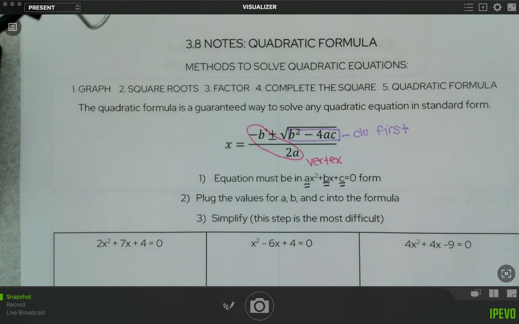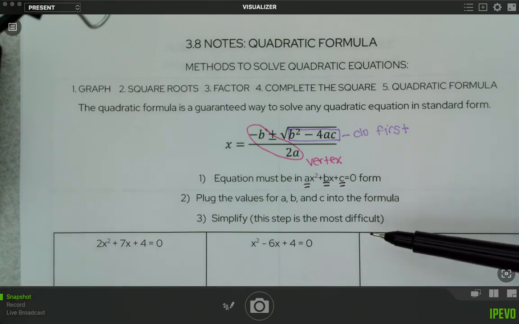When you're factoring, the numbers have to work out nicely. When you're completing the square, the numbers still kind of have to work out nicely, although I didn't give you any of the ones that don't work out nicely. So this is kind of your go-to method for anything, okay? And basically all we're going to do is plug in the values for a, b, and c and simplify.